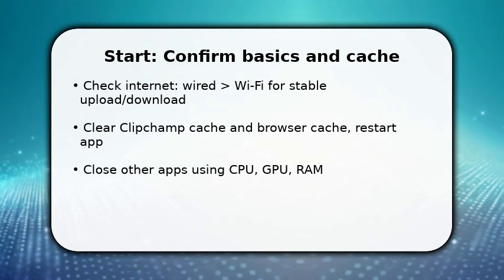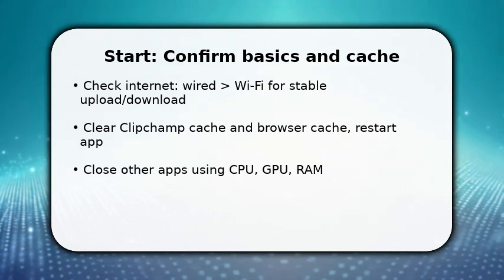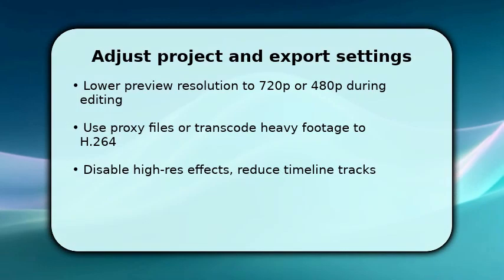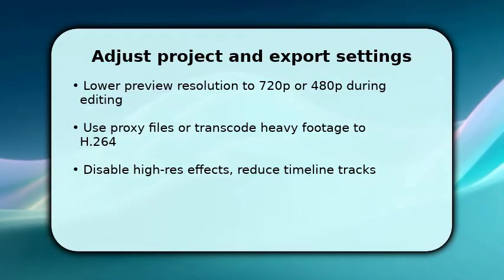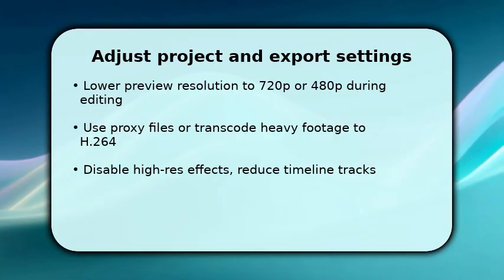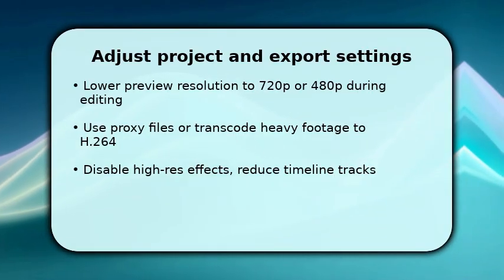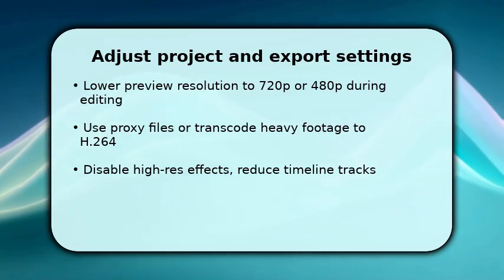You now change settings that directly affect processing load. Reduce the preview resolution to 720p or 480p so playback uses less decoding power, and enable proxy files or transcode large MXF/HEVC clips to H.264 to simplify real-time rendering.